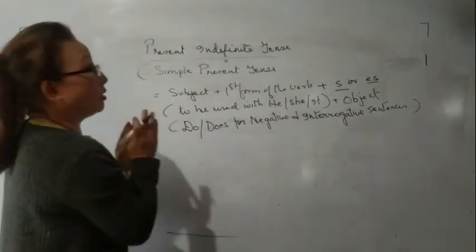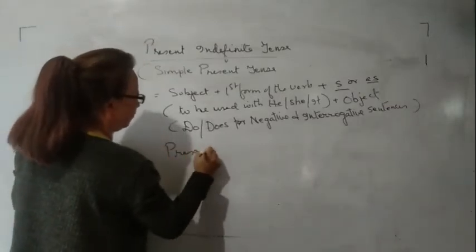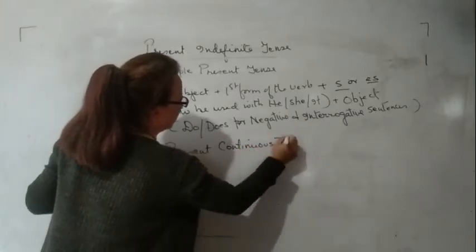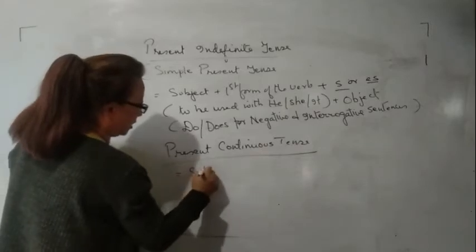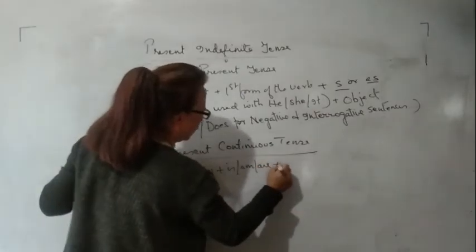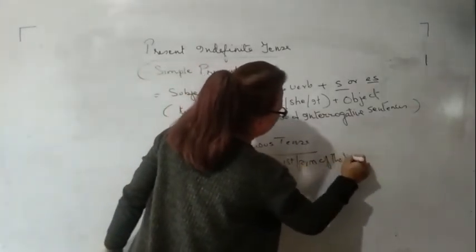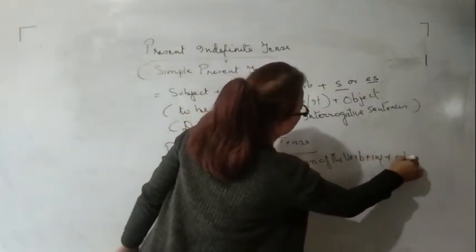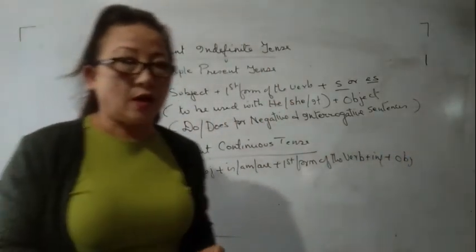Now what about the present continuous tense? Under present continuous tense, the formula is subject, I write it short, plus is, am, or are, plus first form of the verb, plus ing, plus object. I have just explained.